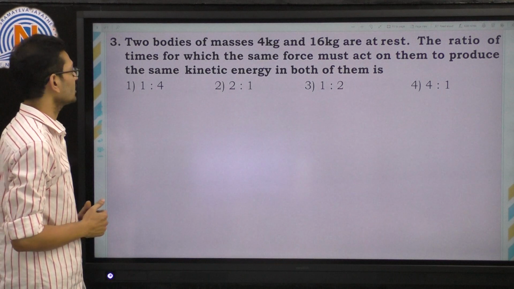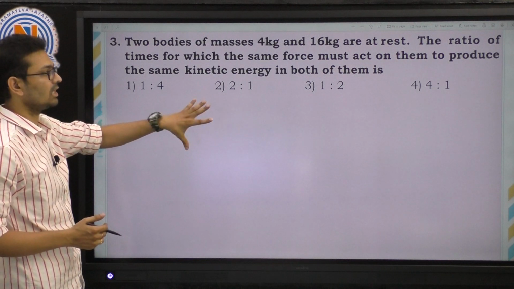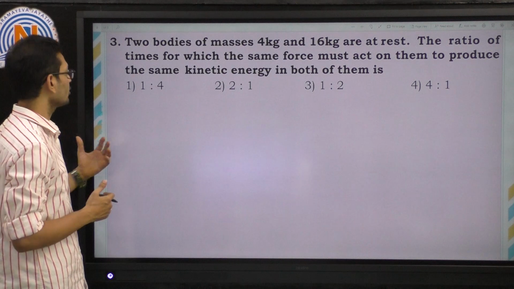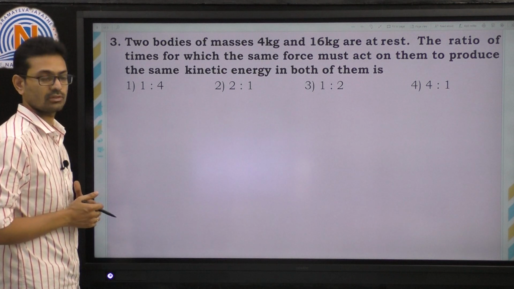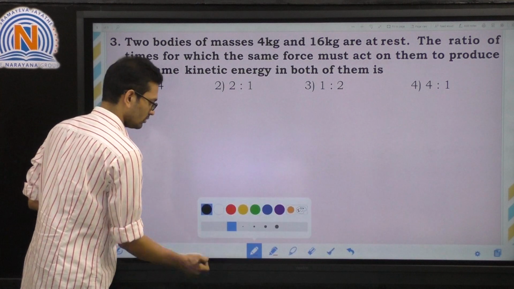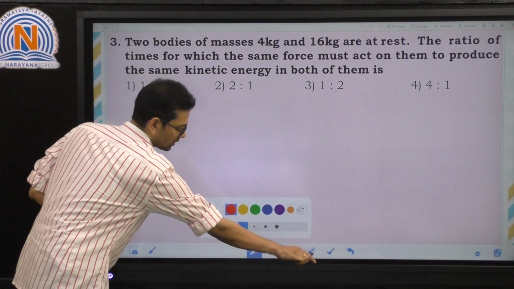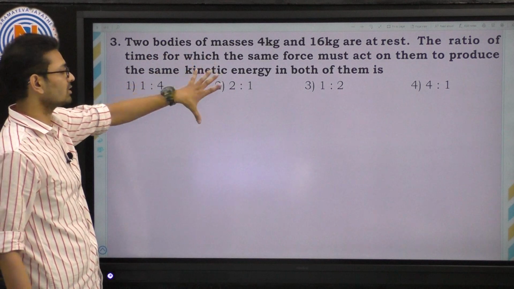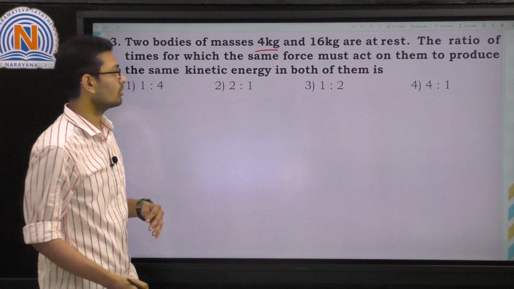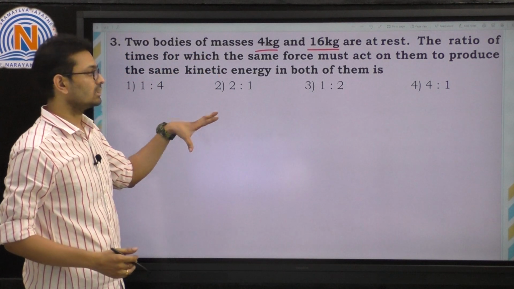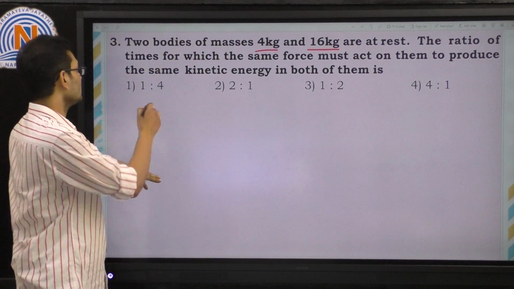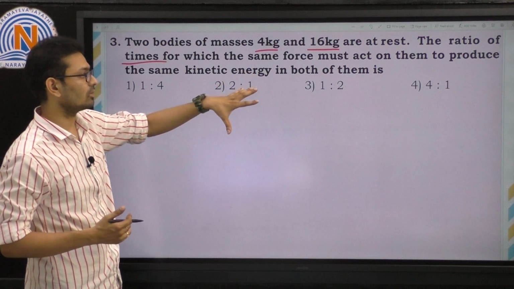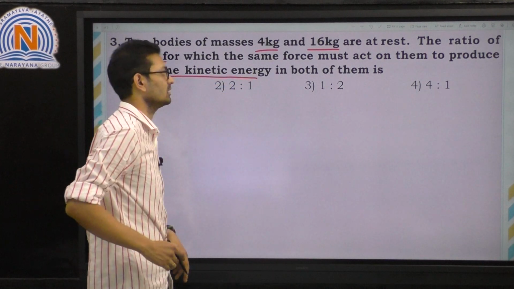In this question, two bodies of masses 4 kg and 16 kg are at rest. The ratio of times for which the same force must act on them to produce the same kinetic energy in both of them is. Now in this kind of question, they are saying same kinetic energy. Two bodies of masses m1 is 4 kg, m2 is 16 kg. They are at rest. They are asking the ratio of times, that means t1 and t2, for which the same force must act on them to produce the same kinetic energy in both of them.